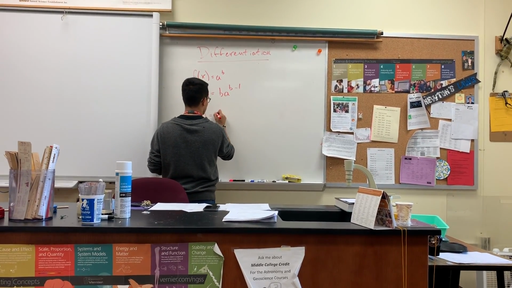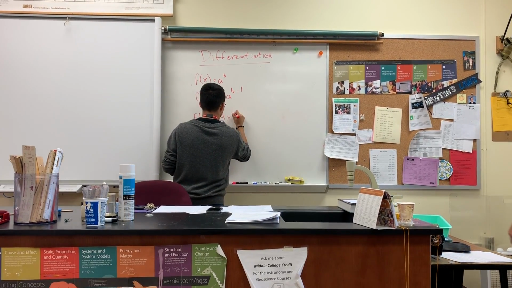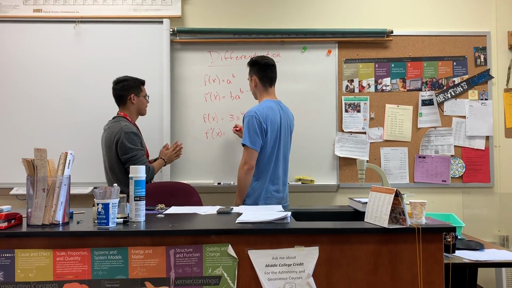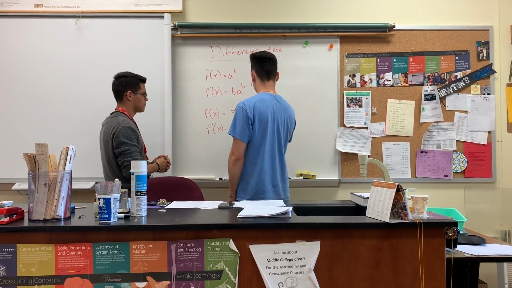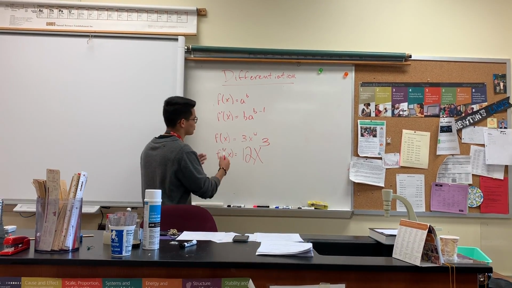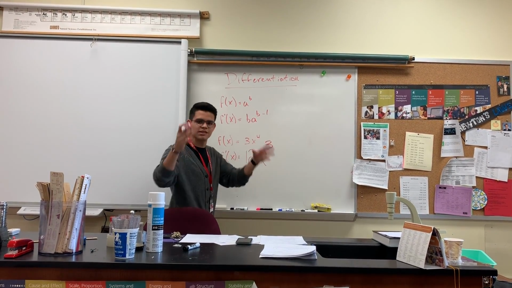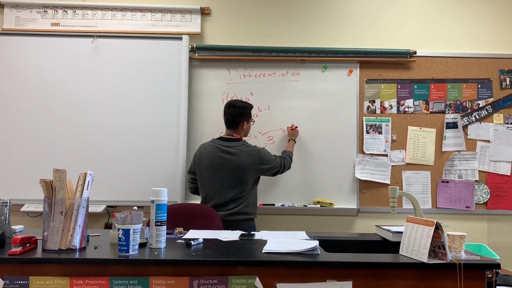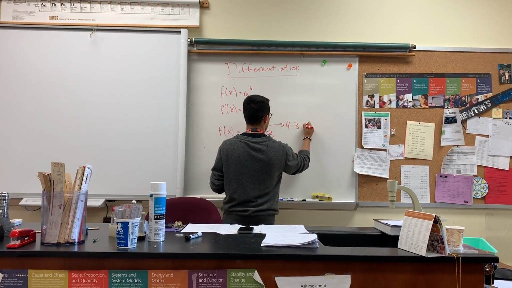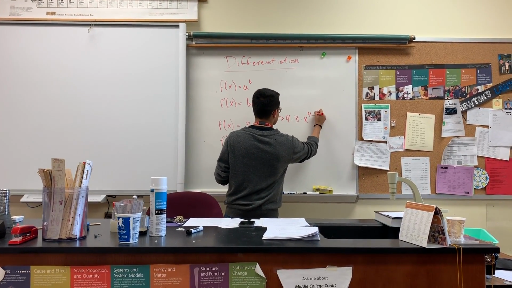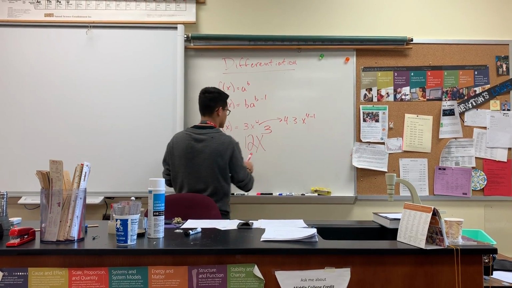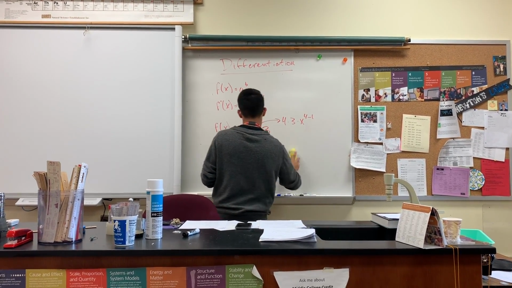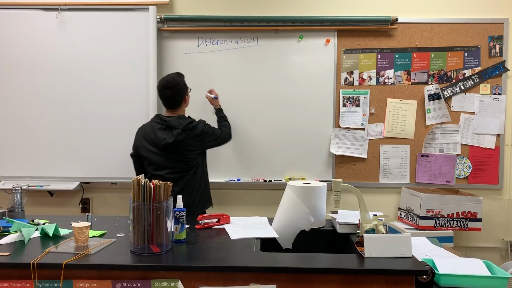f of x is equal to 3x to the 4th. What is f prime of x? Andrew? All right, class, as we can see, Andrew wrote 12x cubed. Now, just to clarify how he got this answer, right? 4 times 3 times x to the 4th minus 1. Then you simplify. 4 times 3 is 12. 4 minus 1 is 3. Great job, Andrew. Thanks.